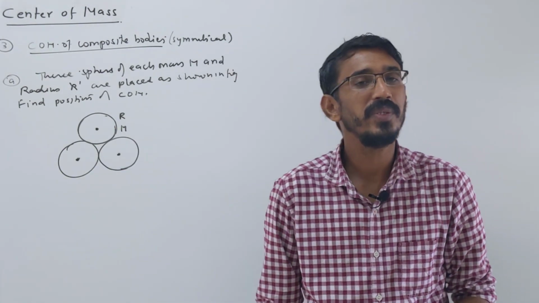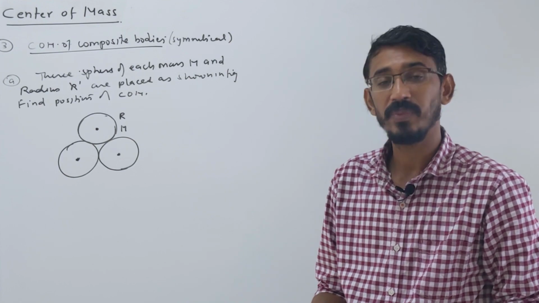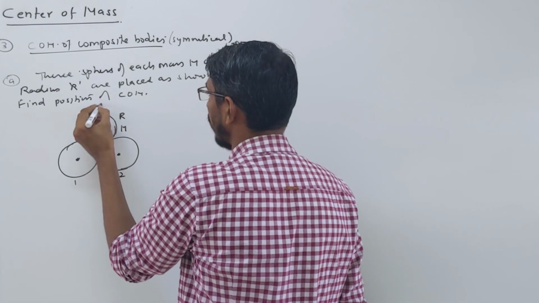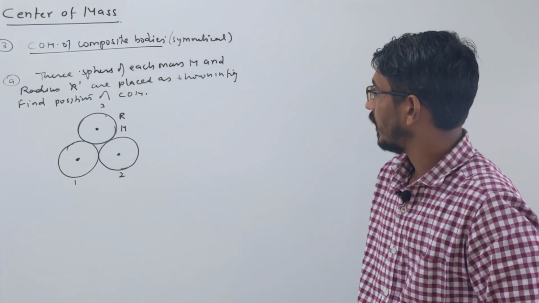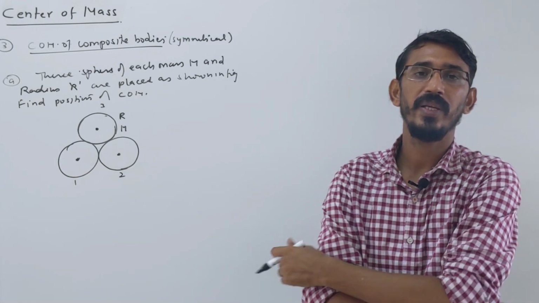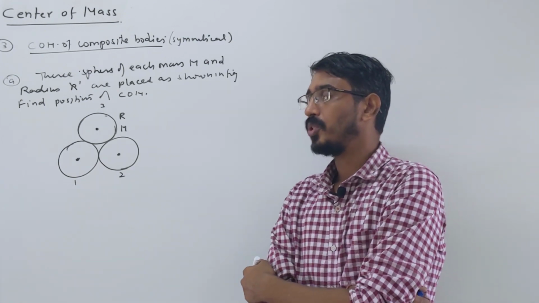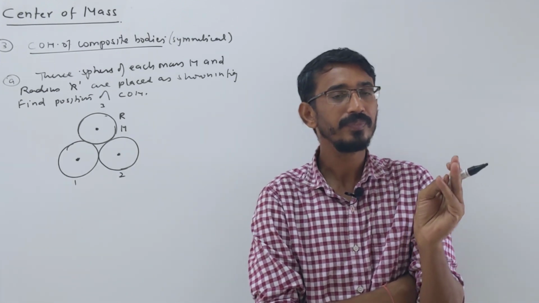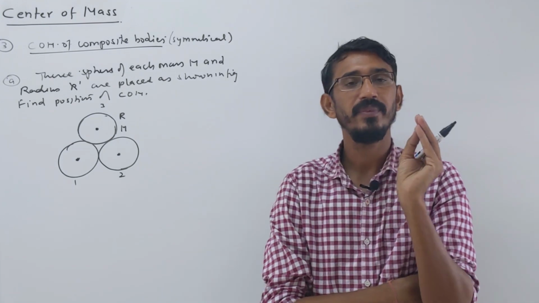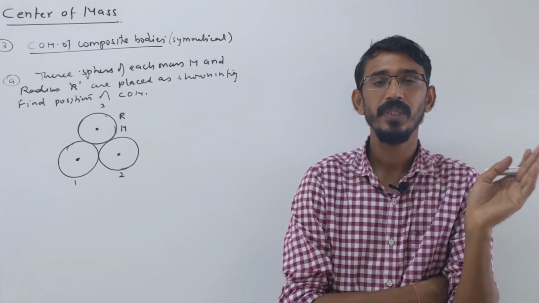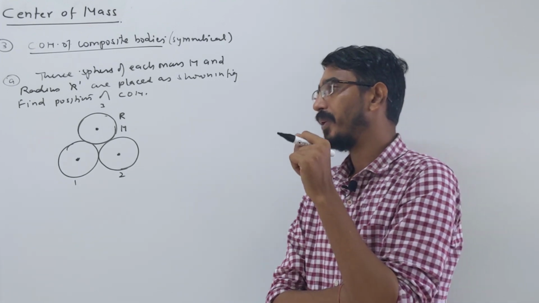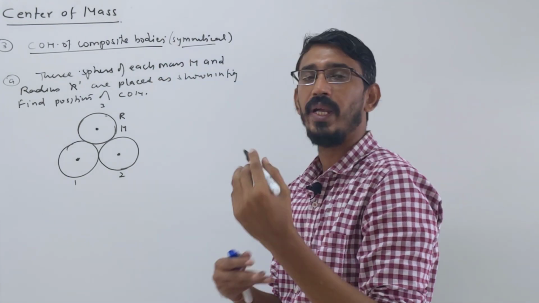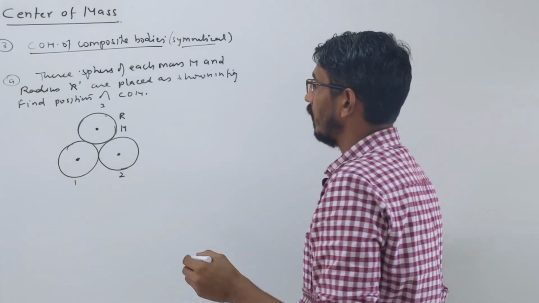We have to locate where the combined center of mass of these 3 pieces together is. We can name them sphere 1, sphere 2 and sphere 3. Exactly 3 similar spheres are placed this way and we have to find the combined center of mass. The procedure remains the same. We wrote 3 steps: choose a coordinate system, locate the individual coordinates with respect to that origin, and then use the formula. Here, symmetrical bodies will be given. What is the additional step here?